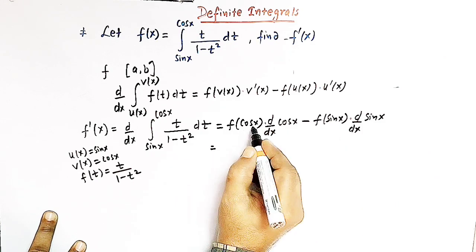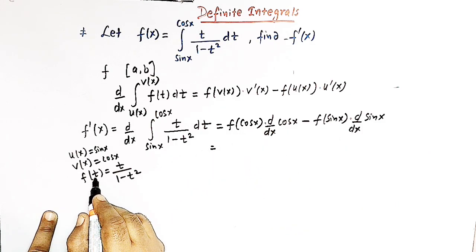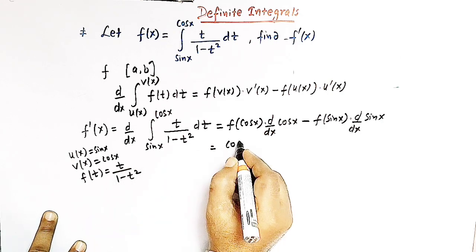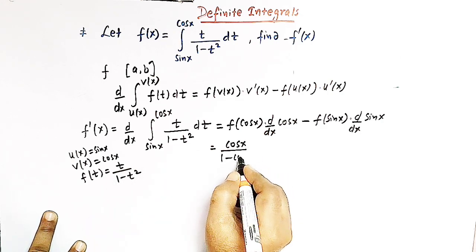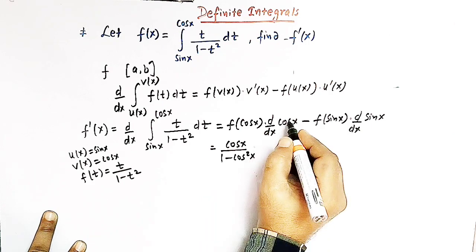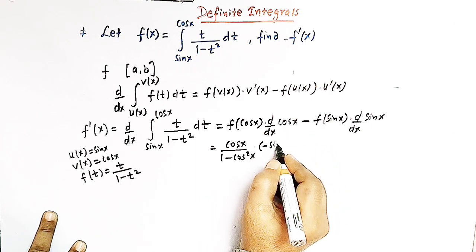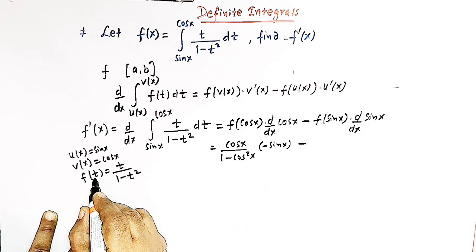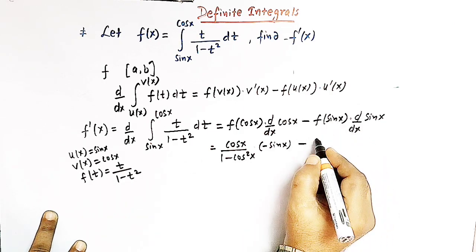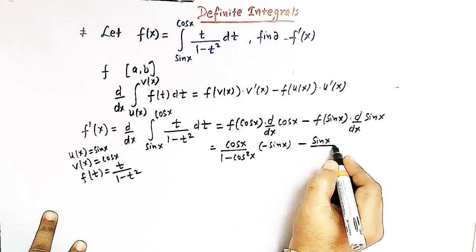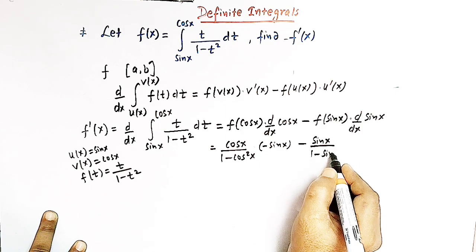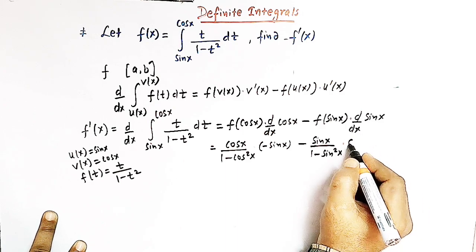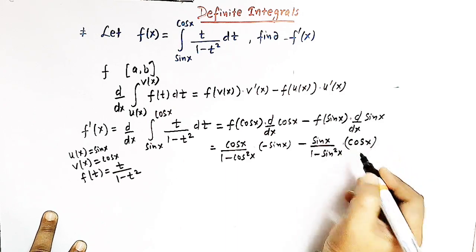So now f of cos x can be obtained by replacing t by cosine x, so we have cos x divided by 1 minus cos square x. The derivative of cosine x is minus sine x, and then f of sine x can be obtained by replacing this t by sine x, so we have sine x divided by 1 minus sine square x, and the derivative of sine x with respect to x is cosine x, right?